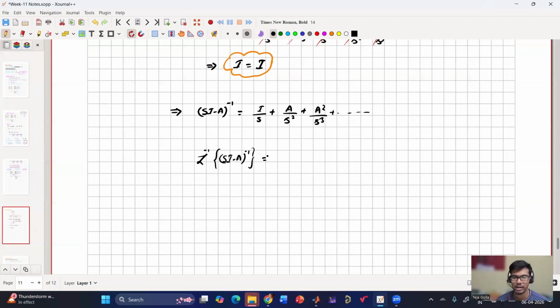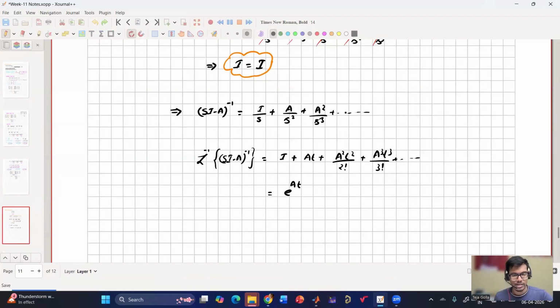On the right hand side, I by s is nothing but I, right? Because 1 by s is u of t, so we have I. And 1 by s square is what? t, right? So it is At. And for s cube it is A square t square by 2 factorial. Plus A cube t cube by 3 factorial plus up to so on. So now this is nothing but e to the power At. So in this way, we can calculate e to the power At.